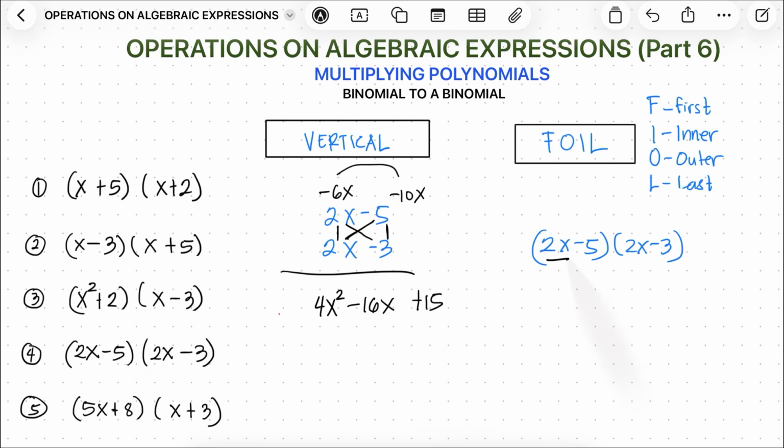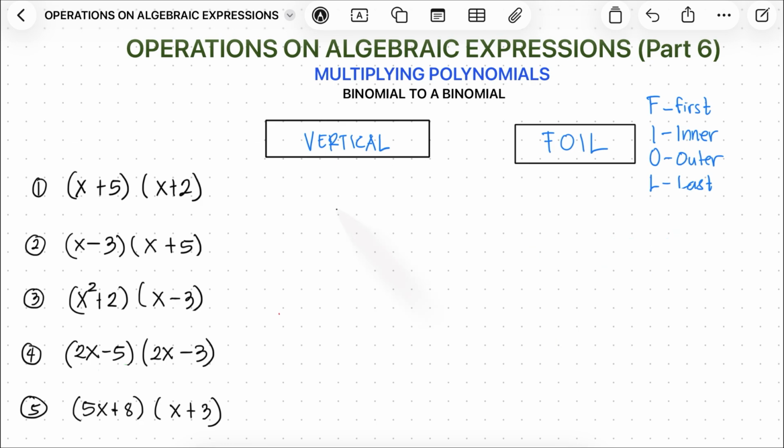Alright, so FOIL, first terms, that's 4x squared. Inner terms, that's negative 10x. Outer terms, that's negative 6x. And last terms, that's positive 15. Combining like terms here, that gives us 4x squared minus 16x plus 15.